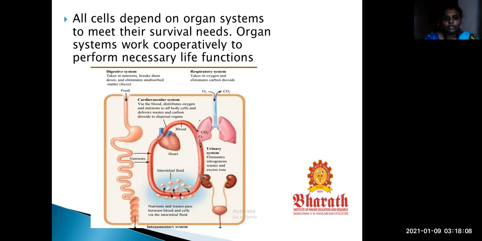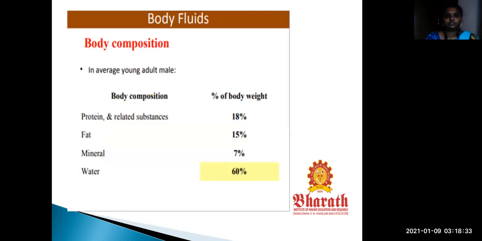Then the integumentary system, which means the nutrients and the waste pass between the blood and the cells via the interstitial fluids. So everything has a unique function and unique role, which has to work continuously without any delay or rest. Then only our body will work normally and properly. So this is the concept of the physiological control system.